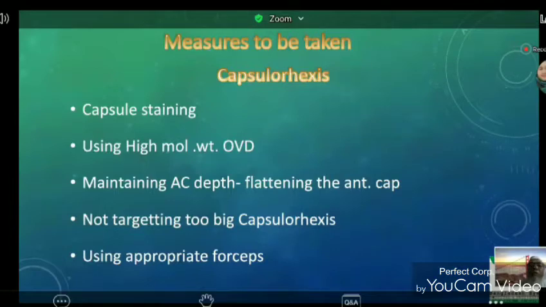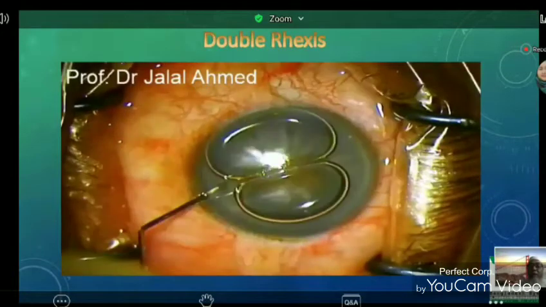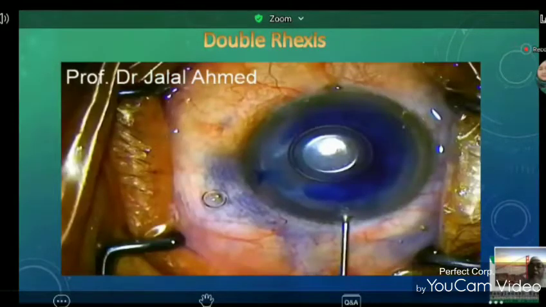There are many ways, and many surgeons overcome these problems in their own way, but there are some common ways of tackling them, like staining of the capsule, using high molecular weight viscoelastic substances, and maintaining good anterior chamber depth so that the anterior capsule always remains flat. And anterior chamber pressure should be more than the intralenticular pressure, not targeting too big a rexis, and use of forceps.